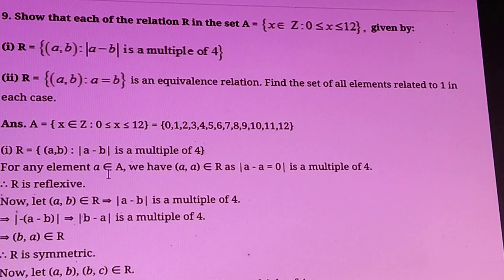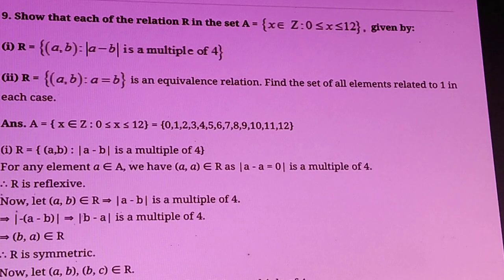So for any element a belongs to A, we have (a, a) belongs to R, as |a − a| = 0 is a multiple of 4. So R is reflexive. Now if we consider (a, b) belongs to R, it implies that |a − b| is a multiple of 4. So we can consider |−(a − b)| = |b − a| is a multiple of 4. Definitely (b, a) belongs to R, hence R is symmetric.